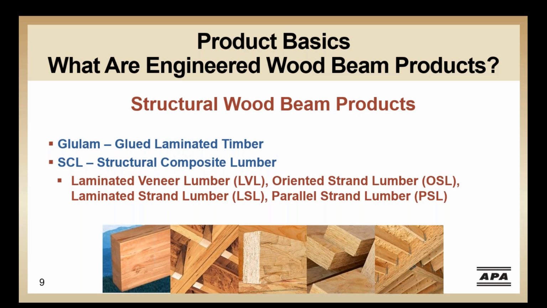These engineered wood products fall into 2 main categories that we're going to discuss today: laminated timber, or glulam, and structural composite lumber that consists of a family of products like laminated veneer lumber, oriented strand lumber, laminated strand lumber, and parallel strand lumber. All of these names and acronyms may seem a little bit confusing, but hopefully we're going to clear the fog on that a little bit today.